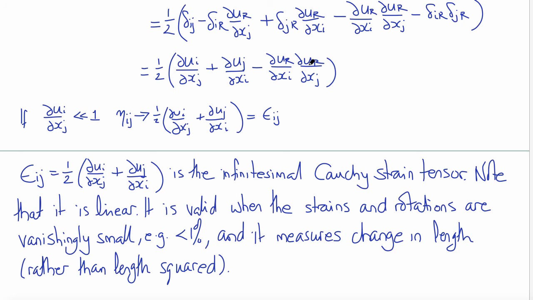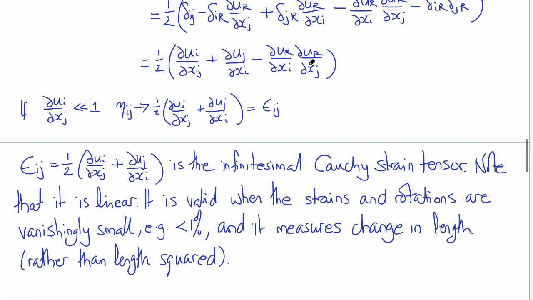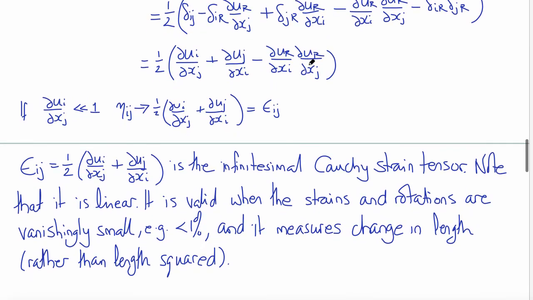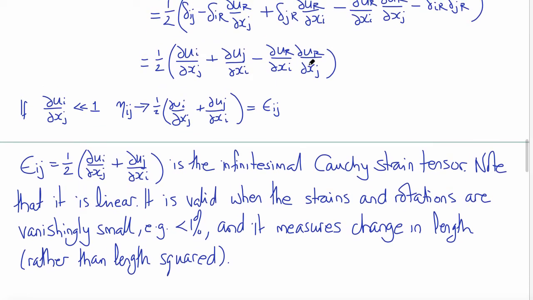Consider muscle or skin or your lungs as they inflate. All of them can change shape by far more than 1% under their normal working conditions, and therefore, under those conditions, the infinitesimal Cauchy strain tensor is not an accurate approximation. And hence, we need to use the finite Lagrangian Green strain or Almansi Eulerian strain. We'll do some examples of these different strain tensors and deformations in class.